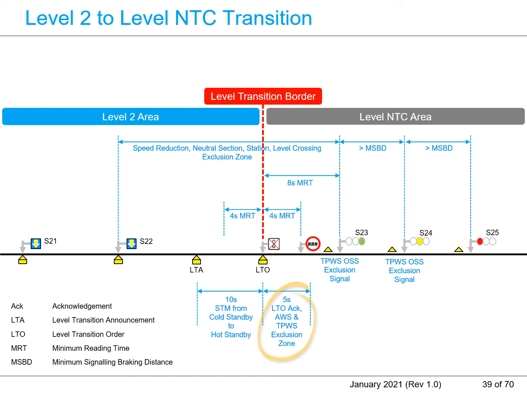The onboard specific transmission module (STM) is the interface between the ETCS on board and the AWS or TPWS receiver on board. The STM requires 5 seconds to change from the hot standby state to the data available state after the ETCS on board has received the level transition order command from the LTO Balise group. The STM cannot provide any information from the AWS or TPWS receiver on board before the data available state. Therefore, the 5-second zone after the LTO Balise group is the exclusion zone for Trackside AWS or TPWS.